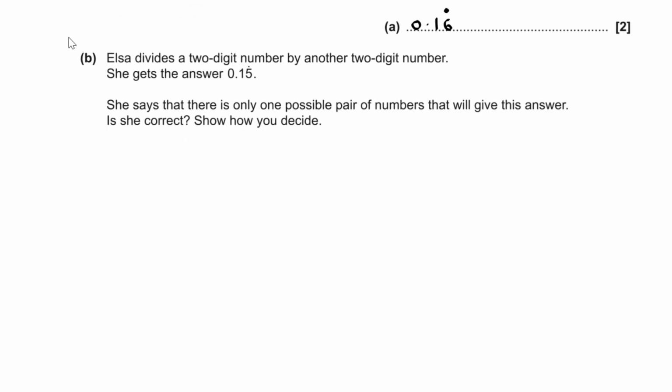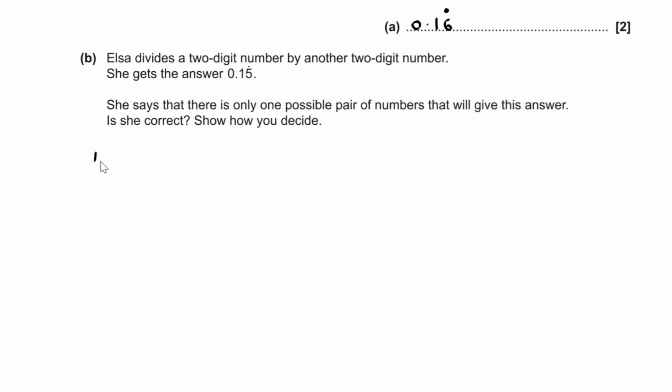And for part B, Elsa divides a 2-digit number by another 2-digit number. She gets the answer 0.15. She says that there is only one possible pair of numbers that will give this answer. Is she correct? You must show your working. Well, what we'll do is we'll convert this decimal into a fraction, and the reason we want to convert it into a fraction is because a fraction simply means divide.